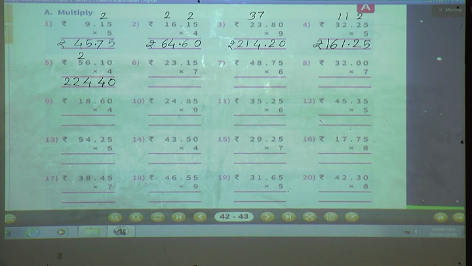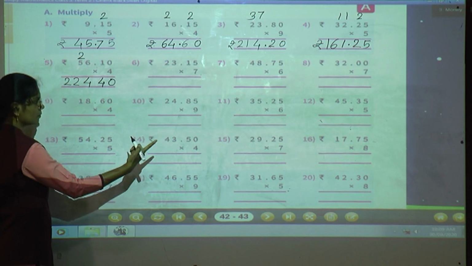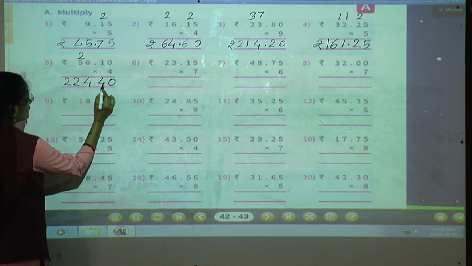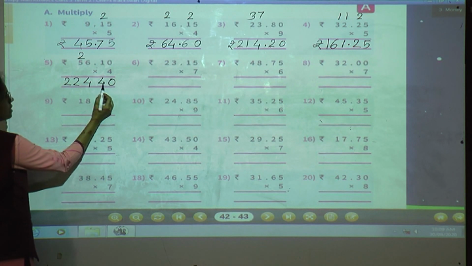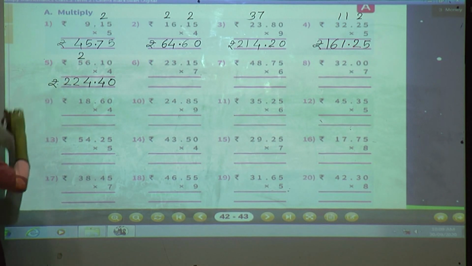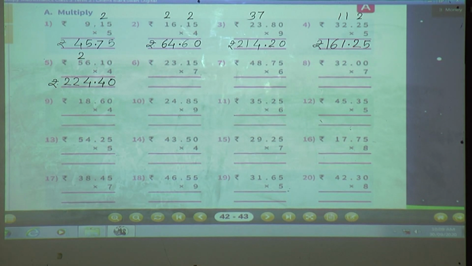Now we have to give a dot. Where will you give the dot? Yes. From the right side, before the second digit. Now from the right side, which one is the second digit? This 4 is the second digit. So before 4 we have to give the dot. So what is the answer? Rupees 224.14. Okay, clear? Okay. Now we'll move to the next example.